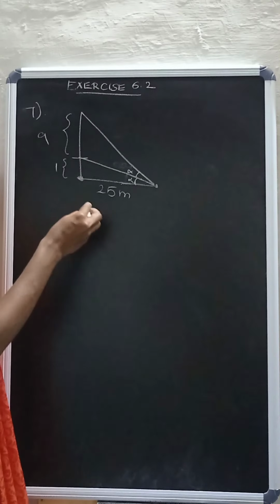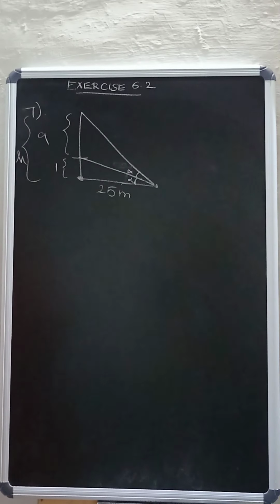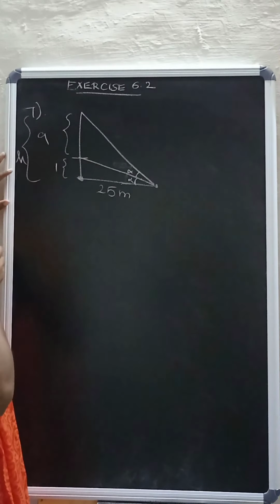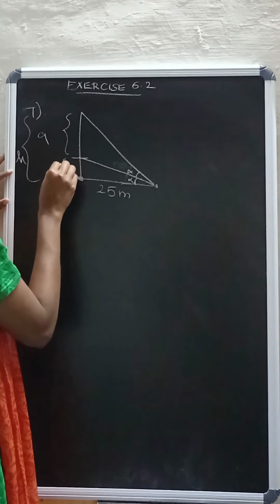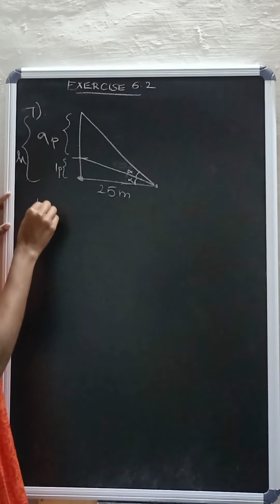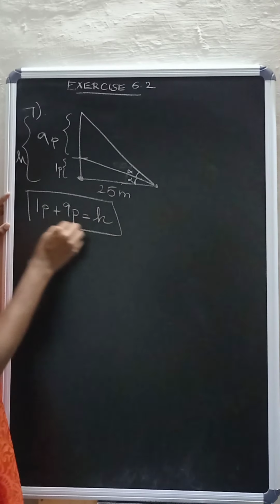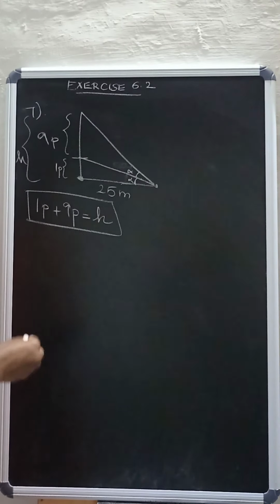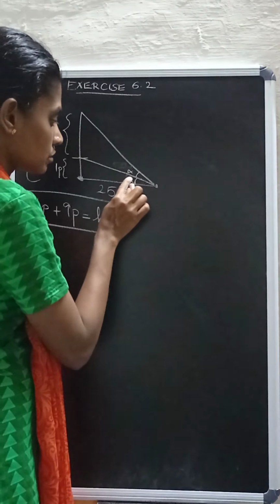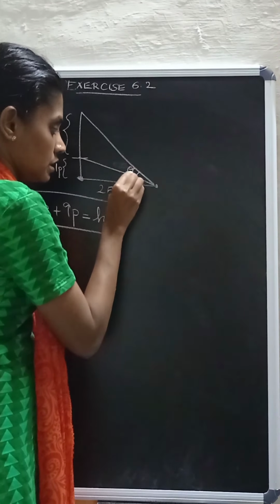So now this pole height we need. Let this pole height be h. This is in the ratio 1:9, so we'll write it as 1p and 9p. 1p plus 9p is equal to h, the height of the pole. And we need to find the angles. We'll put it as theta itself. This is also theta and this is also theta. We need to find what theta is equal to and what h is equal to.